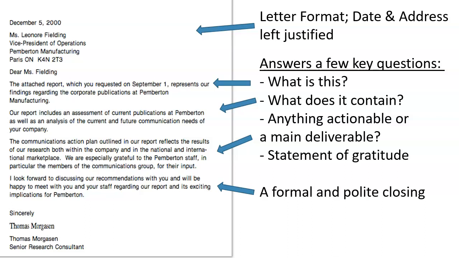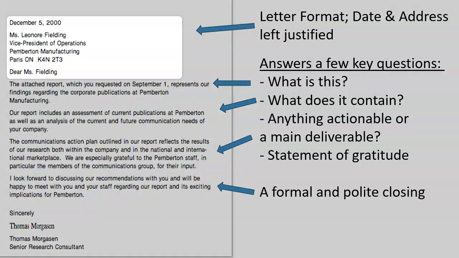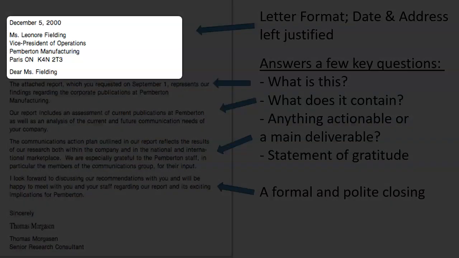The one thing I will say about the overall format is that this is what we call standard block format. All of the items, all of the components in the report are left justified. In other words, they line up along the left-hand margin of the page. So at the top we have what I sometimes call a header block.